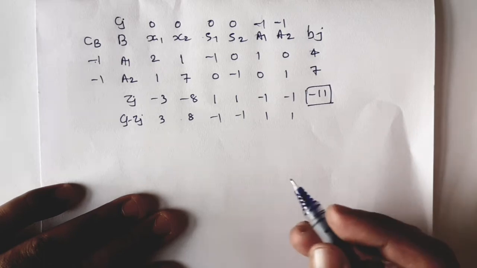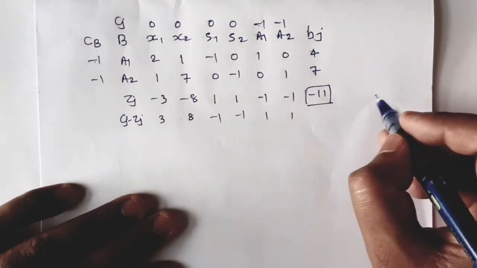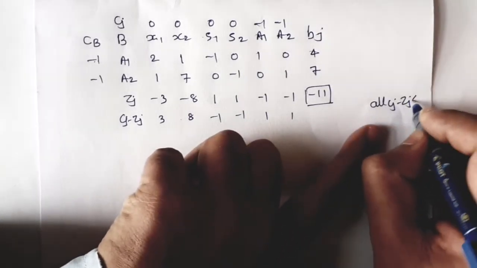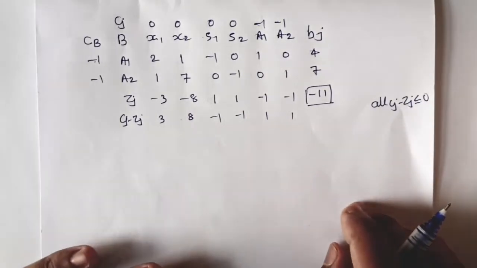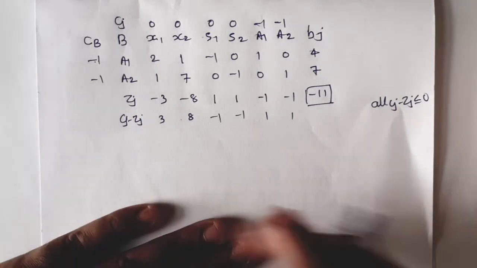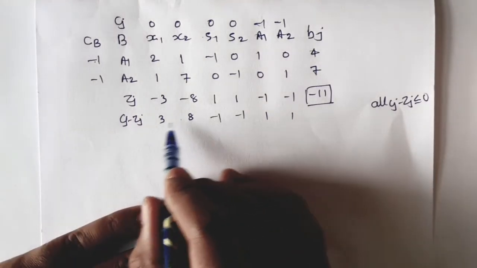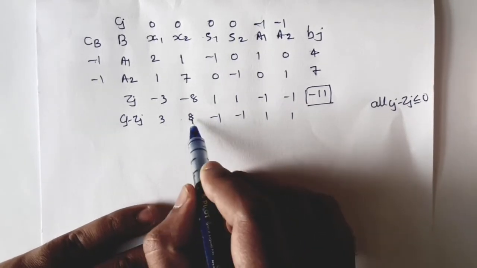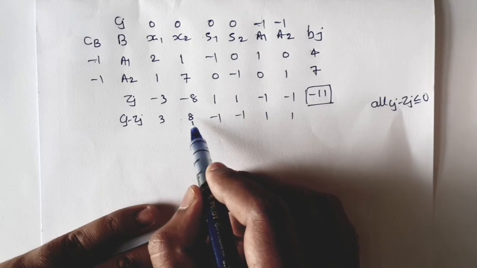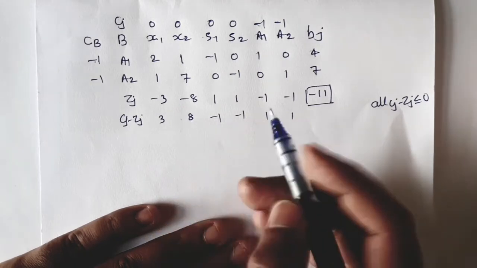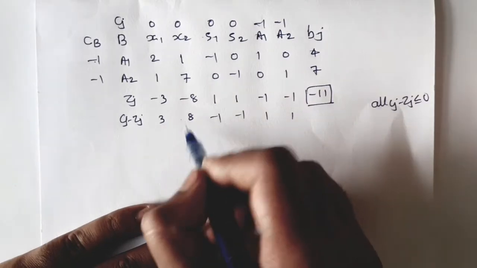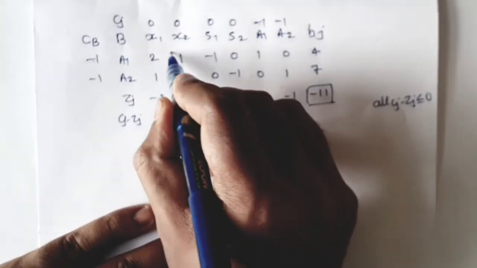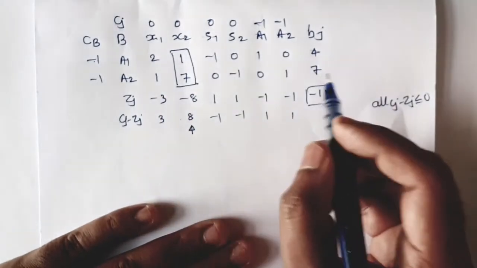So, what is our requirement? For the maximization case, all Cj minus Zj values must be less than or equal to 0. This is our optimality condition. But here there are two values which are non-negative as well as non-zero. When there is more than one such value, we choose the one with the higher, maximum value. So consider the variable x2 as the incoming variable in the next table.